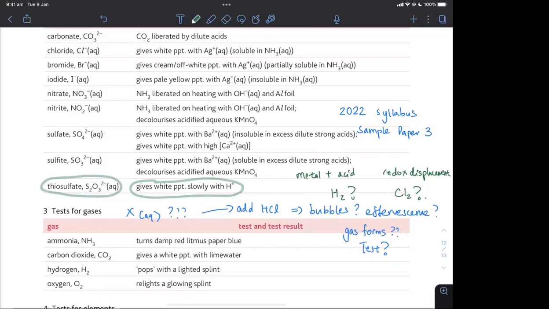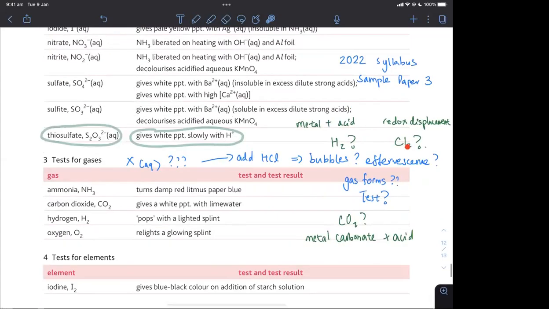What else could give you gas by reacting with acids? Carbon dioxide. It could be carbon dioxide gas. That would be your metal carbonate plus your acid. But if we're thinking about getting Cl2 by reacting with acid, this thing has to oxidize the Cl minus to Cl2, but we know Cl2 is a very good oxidizing agent already from your group 17 chemistry. Cl2 is a better oxidizing agent than Br2 and I2. It is unlikely to be the redox displacement reaction.